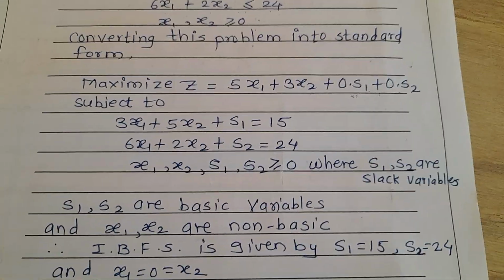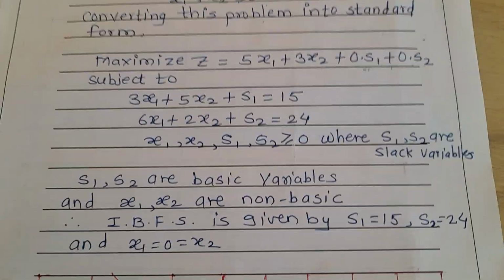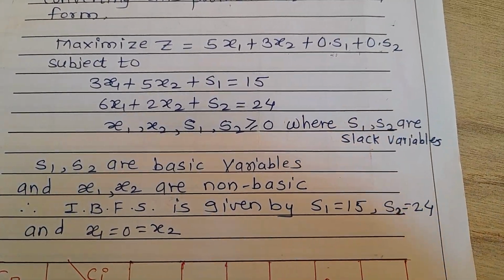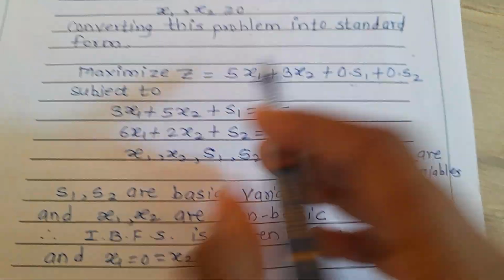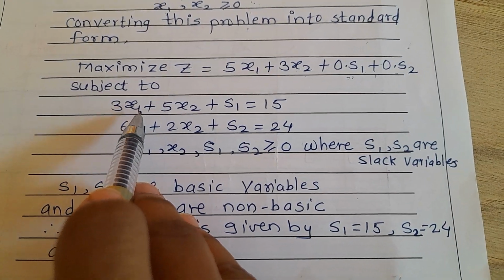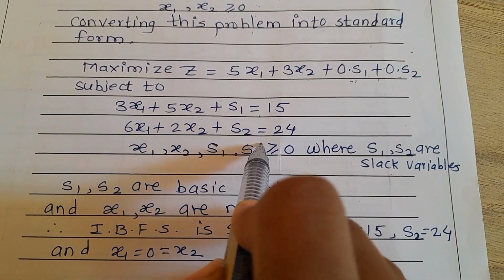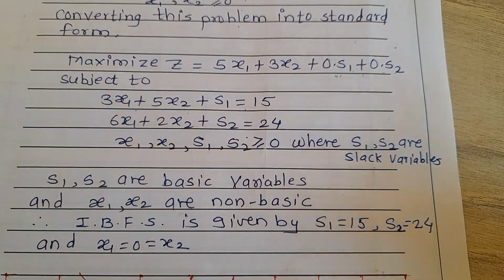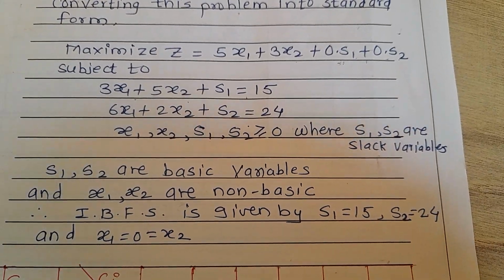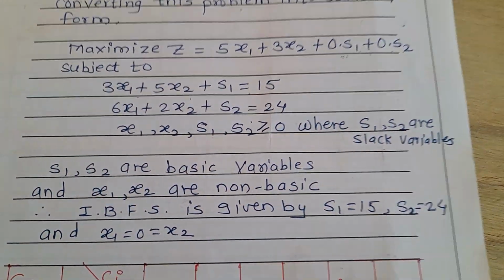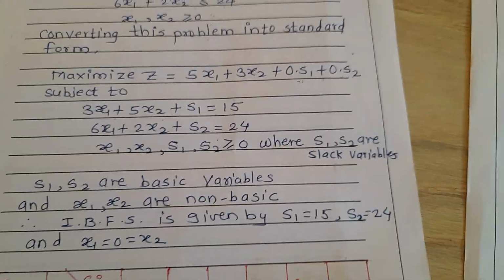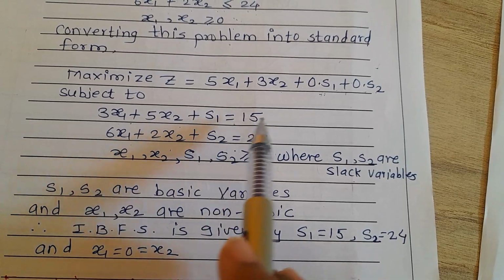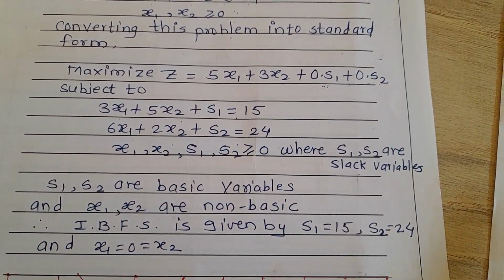Now we want to find basic variables and non-basic variables. How to choose the basic variables and non-basic variables? Put any two variables equal to 0. Here are four variables, x1, x2, s1, s2, right? Therefore we want to put any two variables equal to 0. Then which variables do we put equal to 0? Put those variables 0 which gives us the values of the other variables.